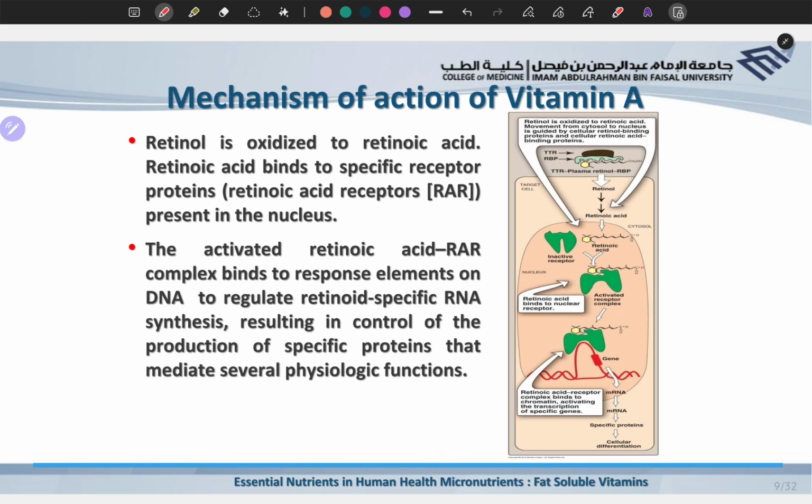So the retinol, through the retinol binding protein, enters the cell and gets converted to retinoic acid. It has the receptor in the nucleus, as you can see. So retinoic acid binds to the receptor. Now this retinoic acid receptor complex, the activated receptor complex, binds to specific regions of the DNA, affecting mRNA transcription, resulting in the synthesis of specific protein to bring about the desired cellular response. I hope it is clear. Any questions, anybody?